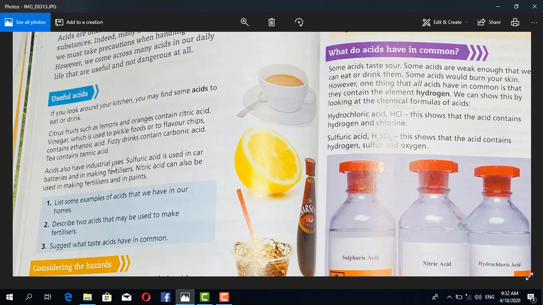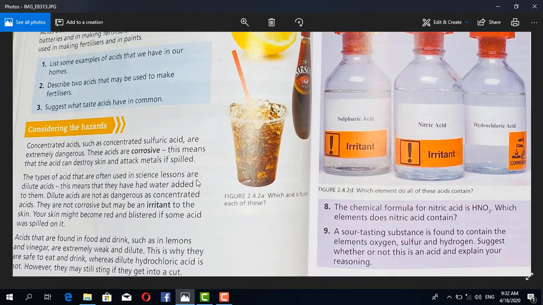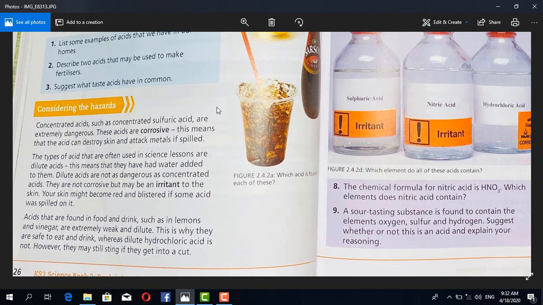Acids also have industrial uses. Sulfuric acid is used in car batteries and making fertilizers. Meanwhile, nitric acid can also be used in making fertilizers and in paints. Okay, do acids actually have a dangerous effect on us? Considering the hazards, concentrated acids, the ones with high concentration, such as concentrated sulfuric acid, are extremely dangerous because these acids are corrosive. This means the acid can destroy the skin and attack metals if it's spilled.